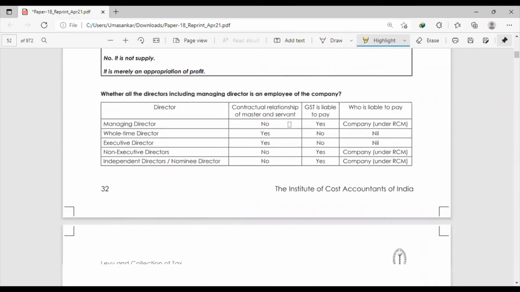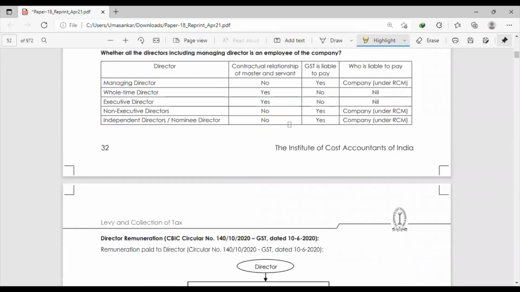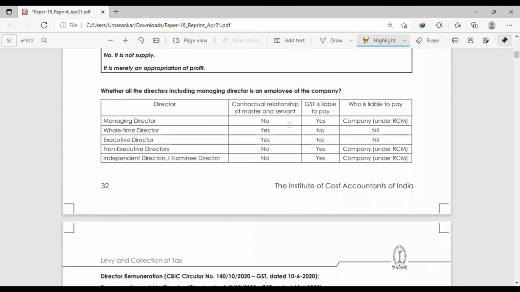Examples are there. You can go through the examples. See, here are some. This has been taken from the clarifications and notification related to the directors. Okay. So, before this, we need to first understand.